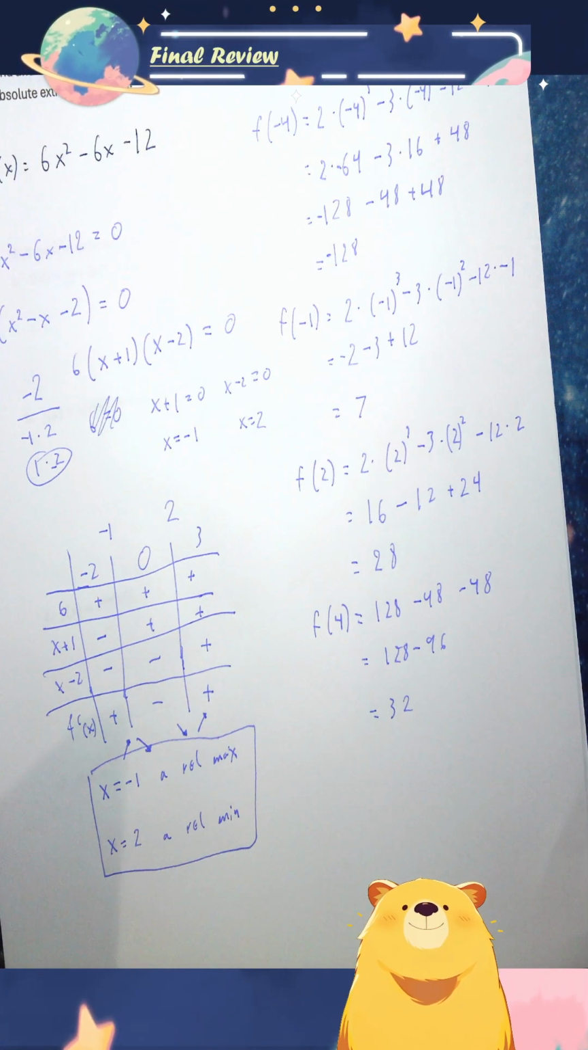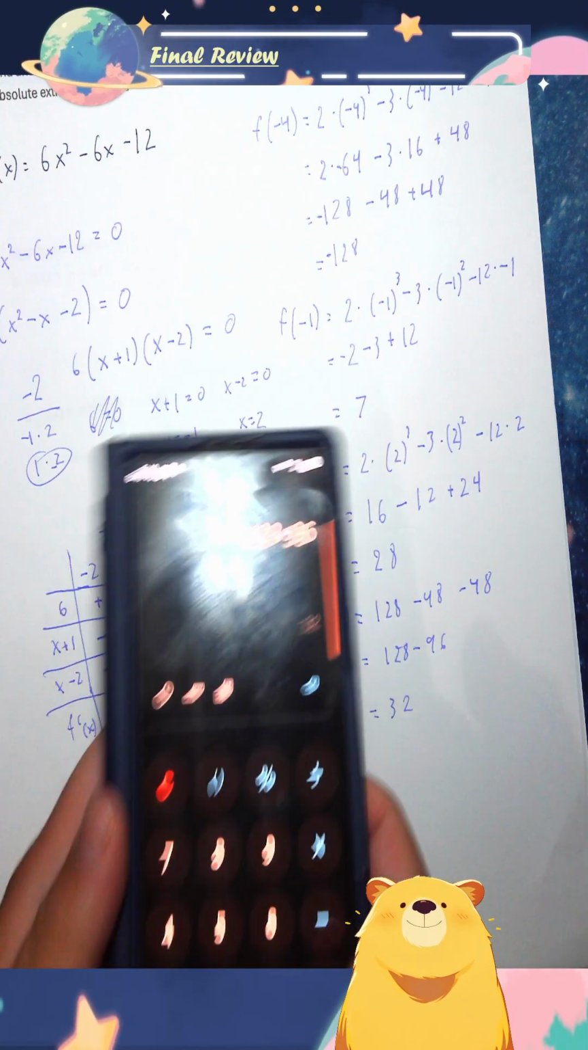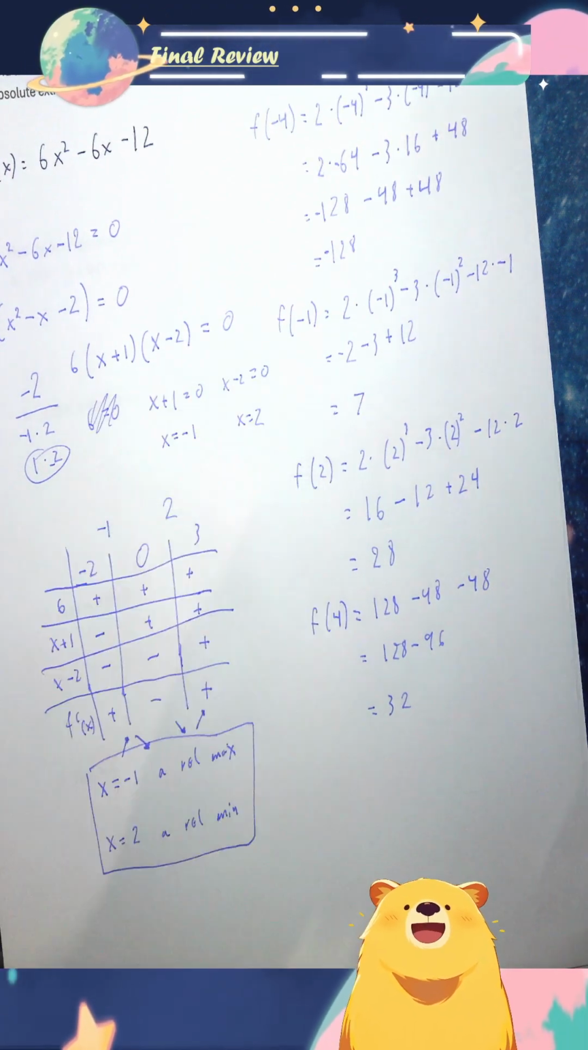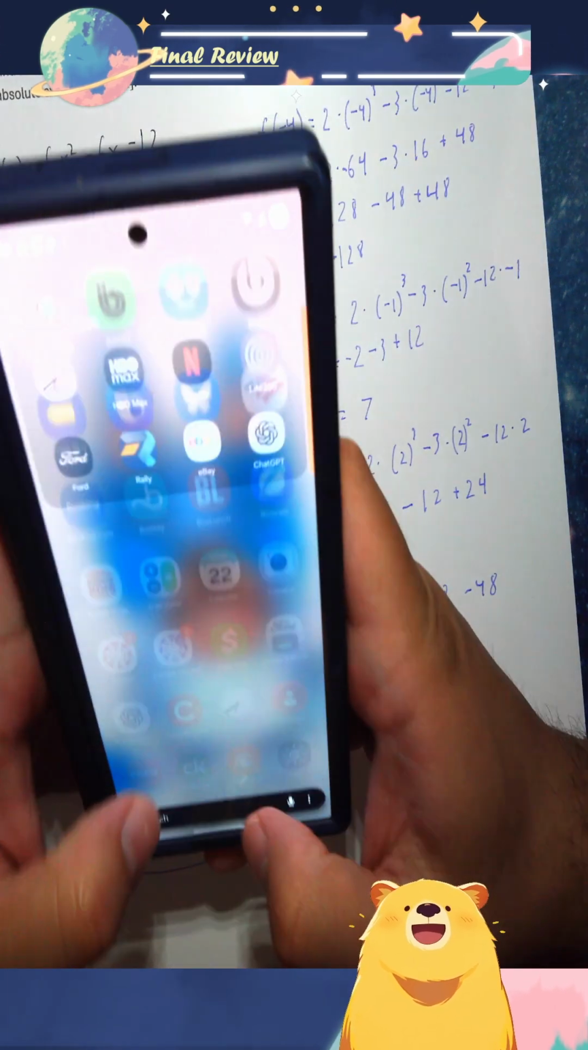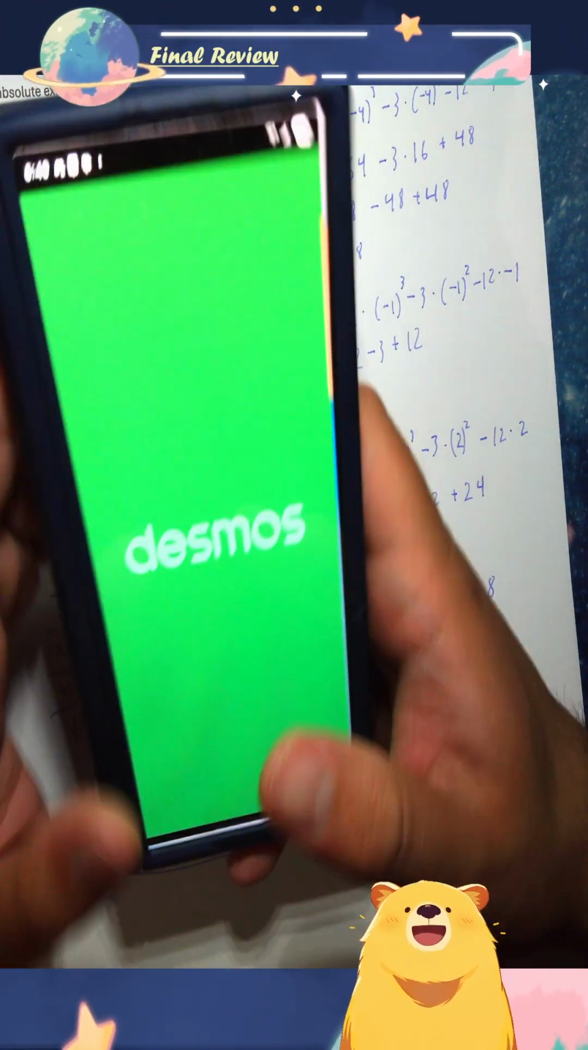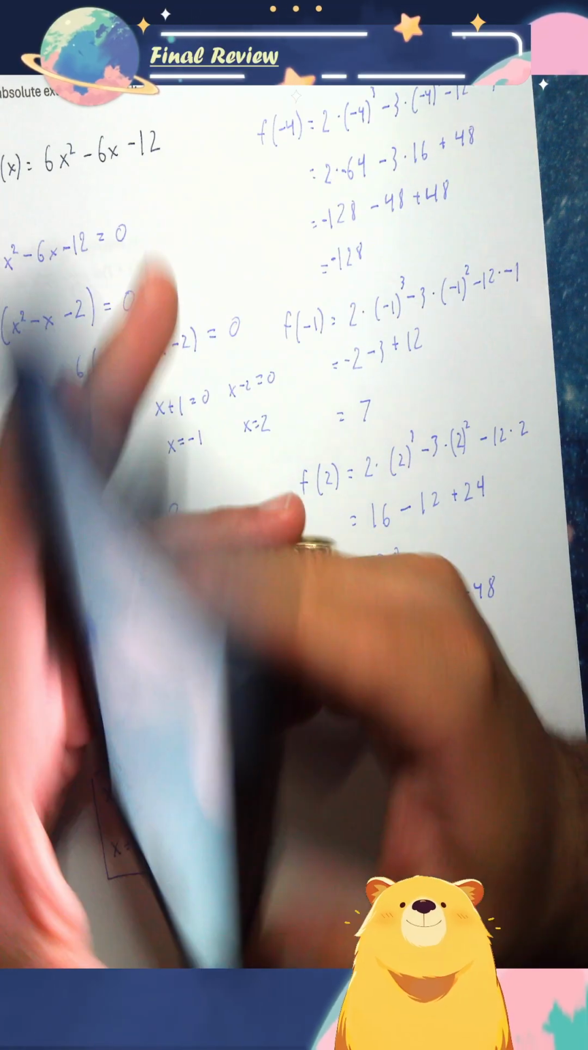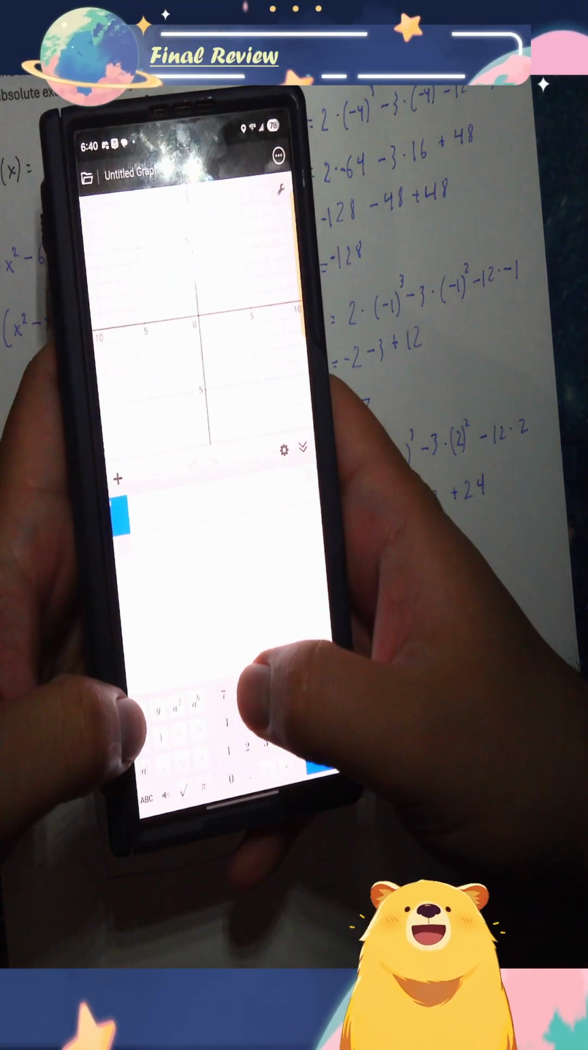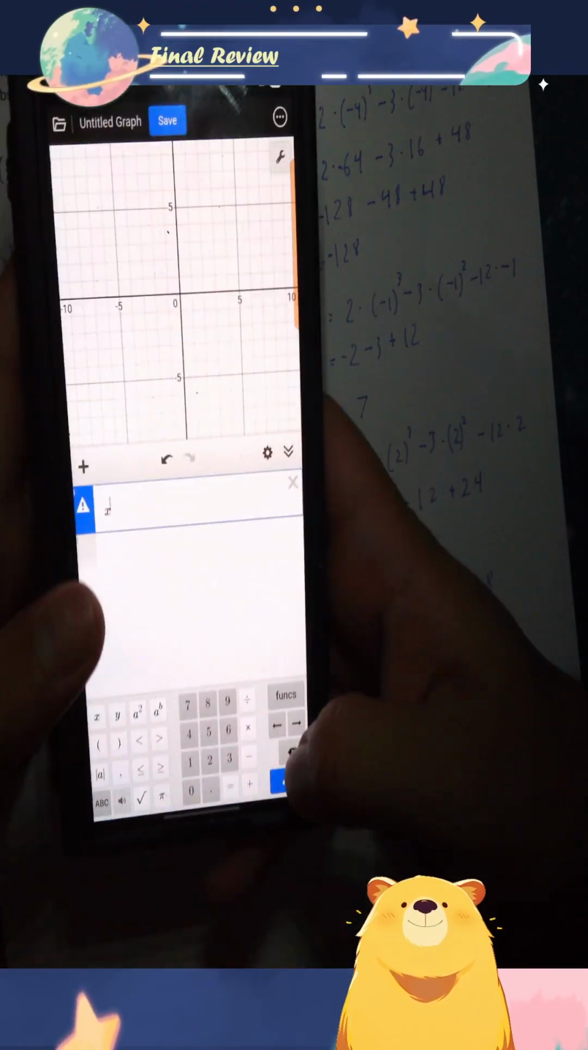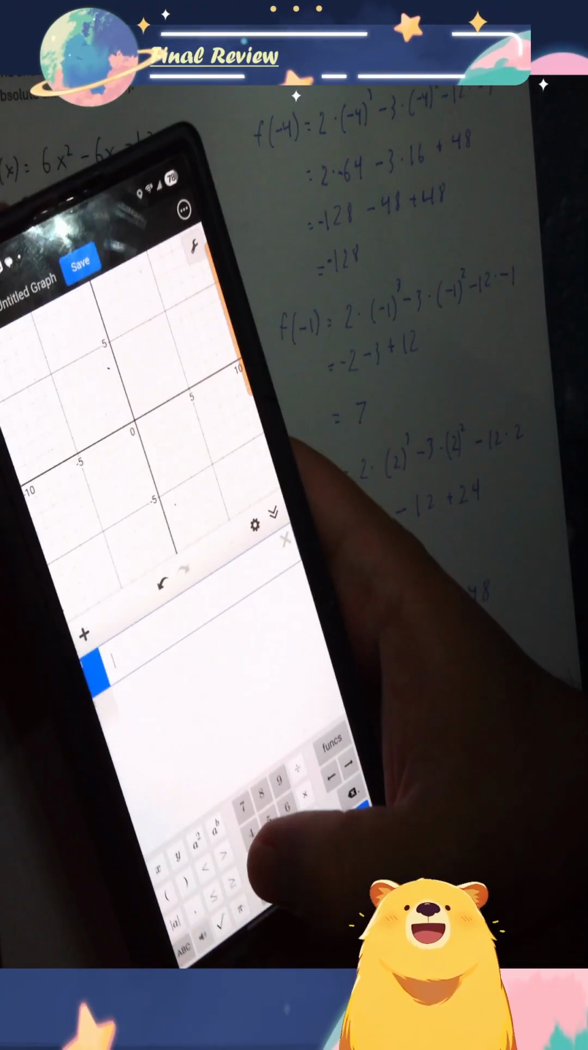10 minus 96. Yeah, 32. Okay. Just real quick though, I do want to pop out Desmos just to get the visual aspect. I mean, granted, I still haven't decided.